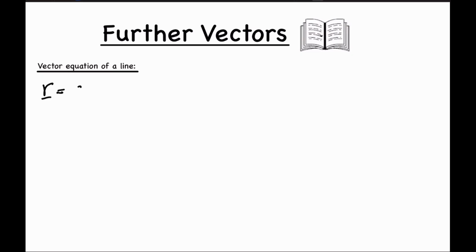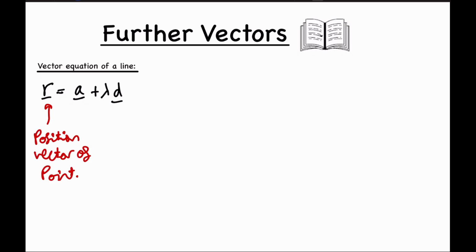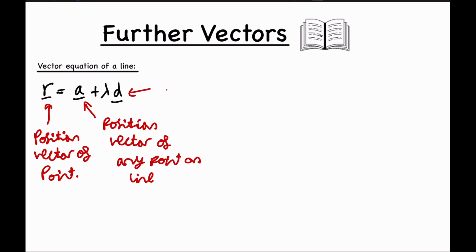r = a + λd, where r, a, and d are all vectors. r is the position vector of any point that you're trying to find on the line, a is a position vector of any point on the line, and d is the direction vector of the line.